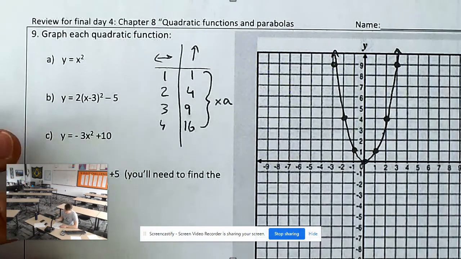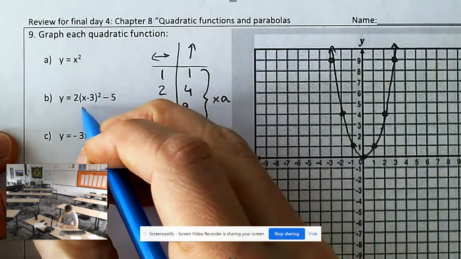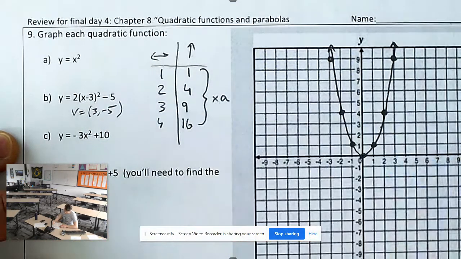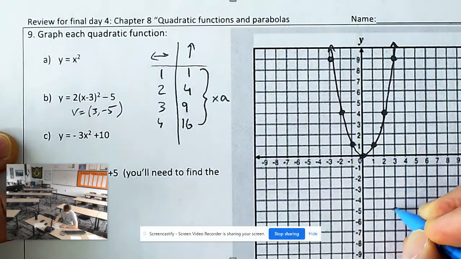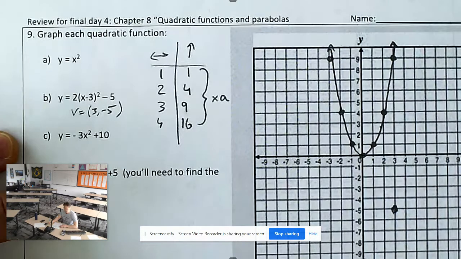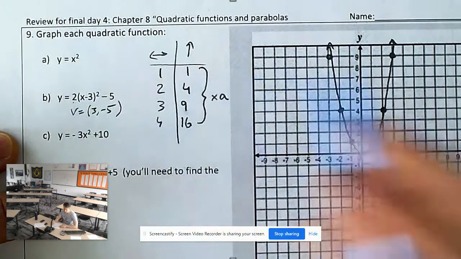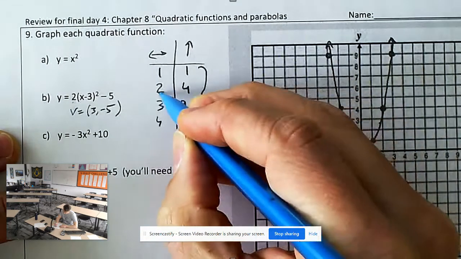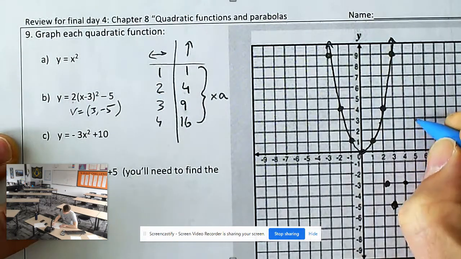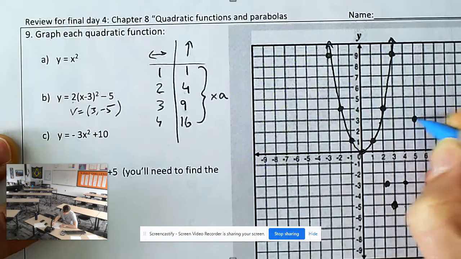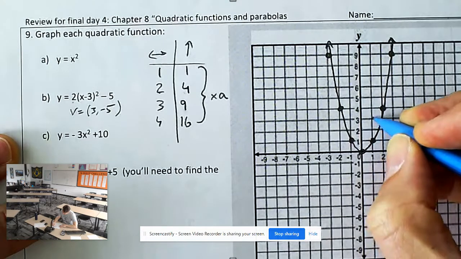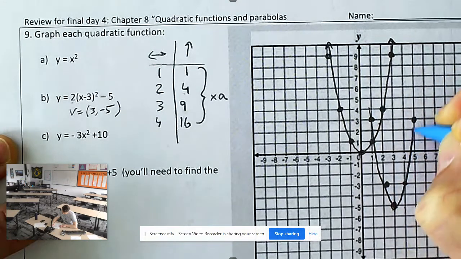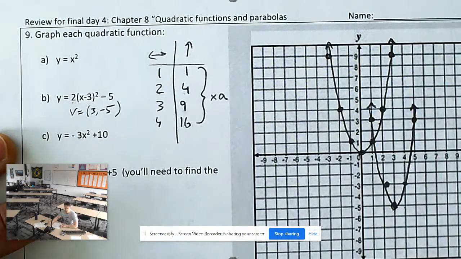The next one's in vertex form. So my vertex is the point 3, negative 5. So first I'm going to go to 3, negative 5 and put a point. And then I'm going to notice that my A is 2. So I got to double everything. Out 1, up 2. Out 2, up 8. Woo! So I'm going to go all the way up to there. And I'm going to stop right there because I don't want to make a big mess, but basically it's going to look like that. That's letter B.